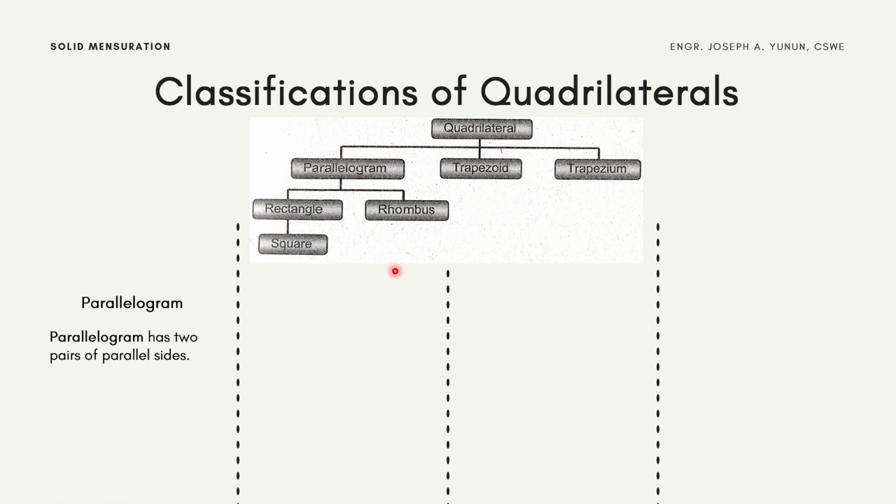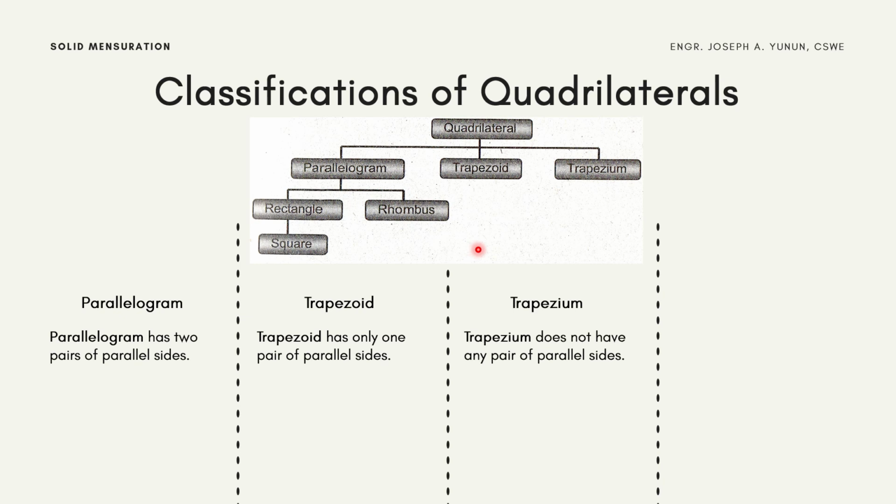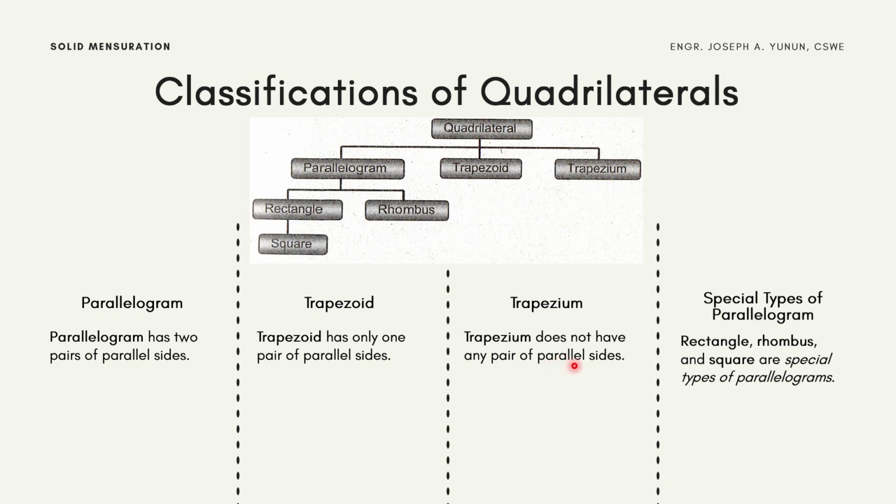So for the classifications of quadrilaterals, we have parallelogram, trapezoid, trapezium, and under parallelogram, you have rectangle, rhombus, and square. A parallelogram has two pairs of parallel sides. A trapezoid has only one pair of parallel sides, and a trapezium does not have any pair of parallel sides. And the special types of parallelograms are rectangle, rhombus, and square.